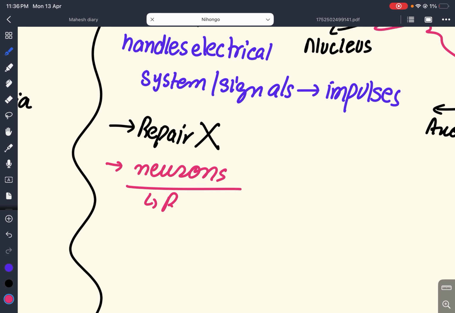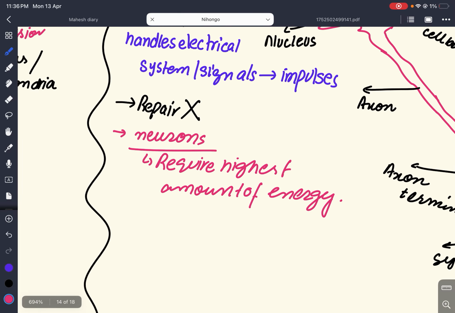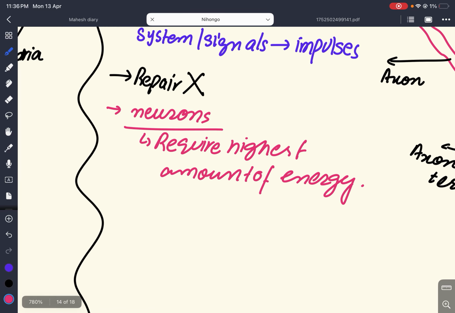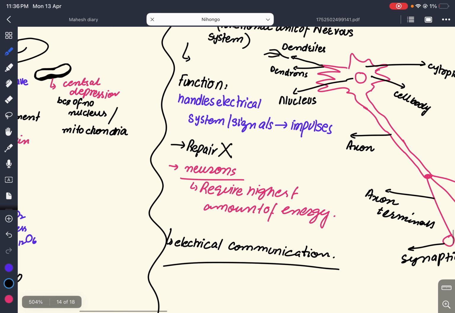Neurons take the highest amount of energy. They require the highest amount of energy. What I mean by that is that they take all of the ATP that we generate, and it's mainly responsible for electrical communication. What I mean by electrical communication is these electrical impulses. You touch something hot, and there are neurons that give a signal to your brain.